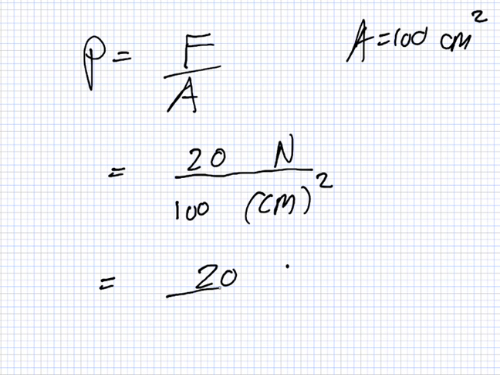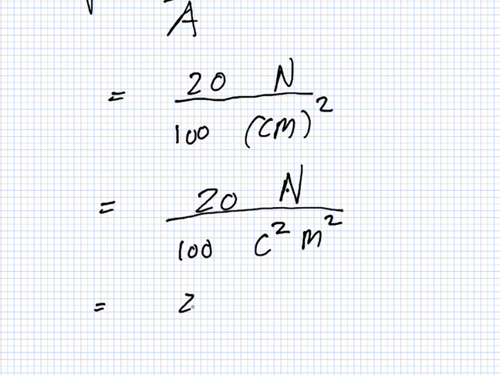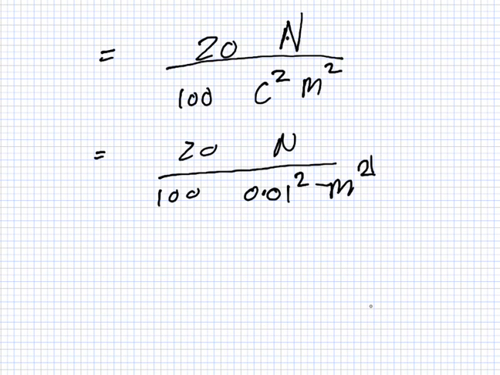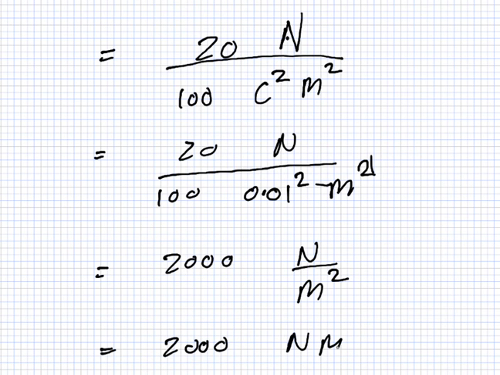Don't you have to convert it? Yes, that's what Kara said. 100 centimeters squared to meters squared. How big is a centi, Fahad? 10 to the minus 2. So 0.01 meters squared. This is 2,000 newton per meter squared.